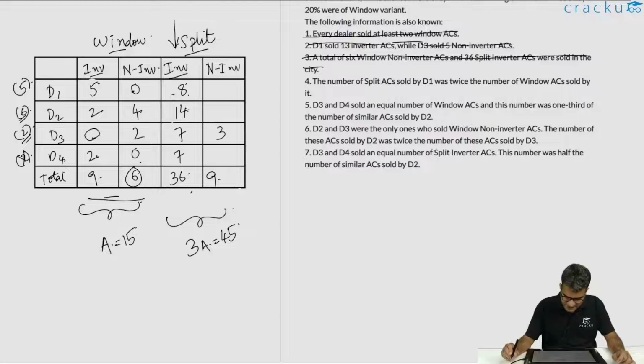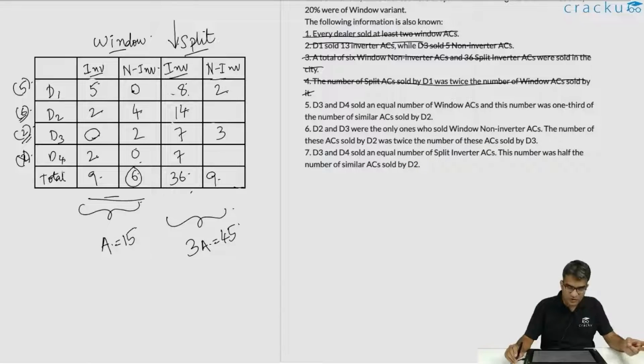The number of split ACs sold by D1 was twice the number of window ACs sold by it. The number of window ACs sold by D1 is 5. Therefore, the number of split ACs sold by D1 has to be 10. So this will be equal to 2. This also is used up. D3 and D4 sold an equal number of window ACs.